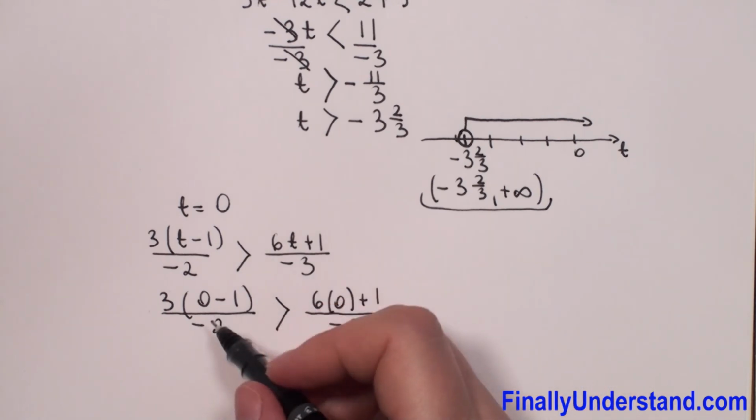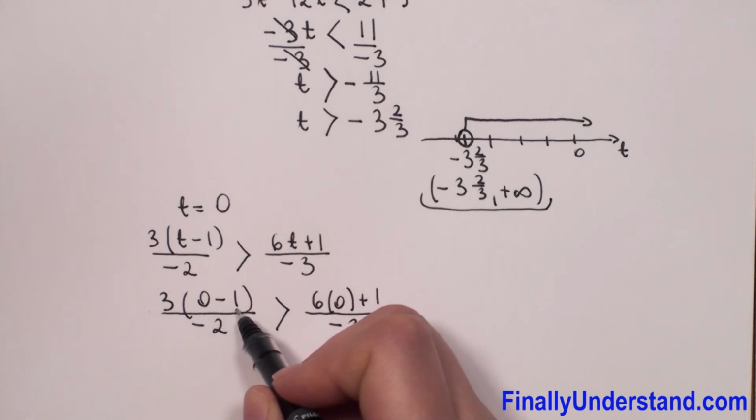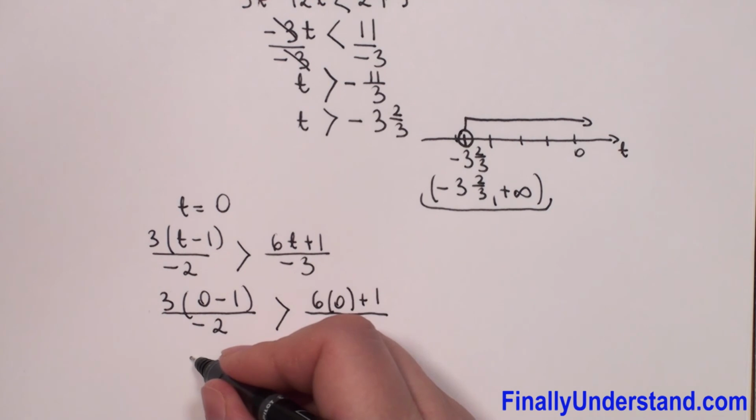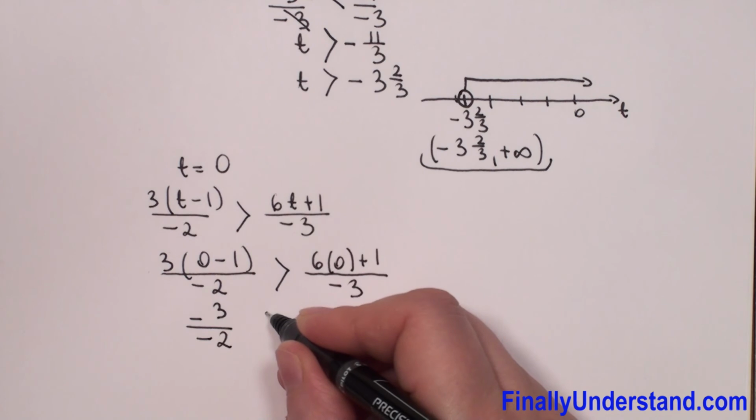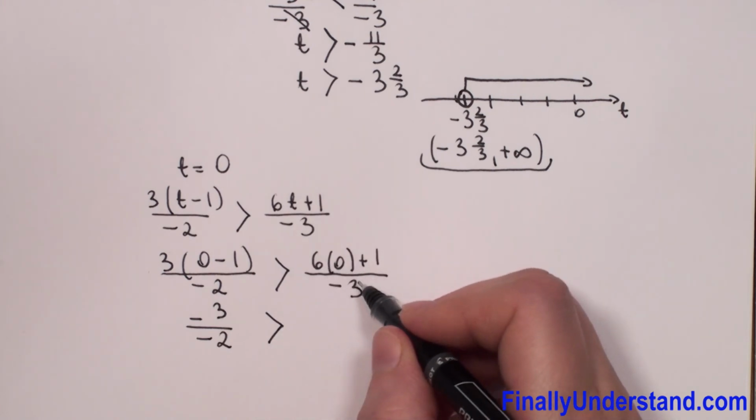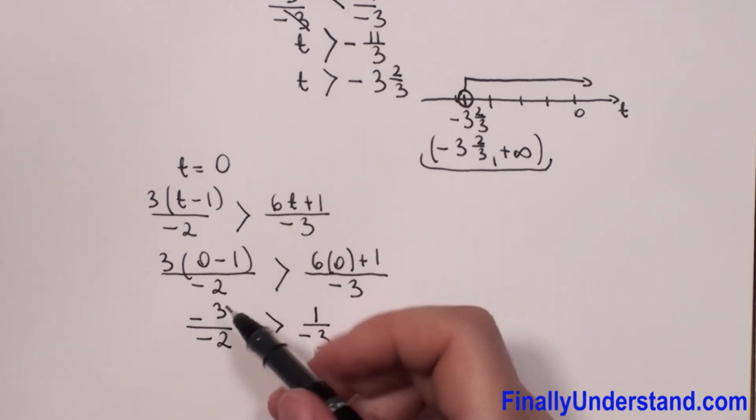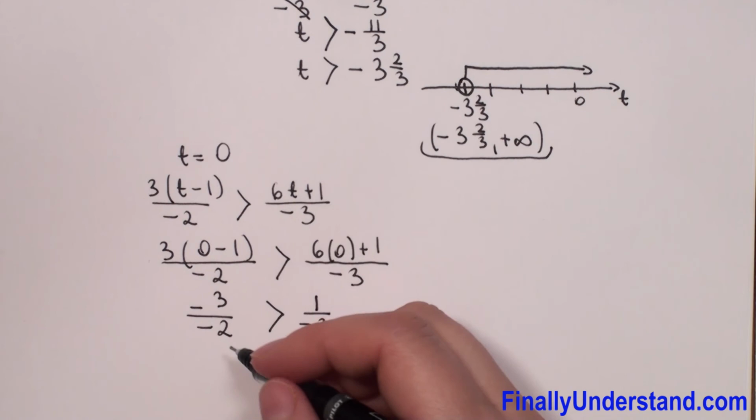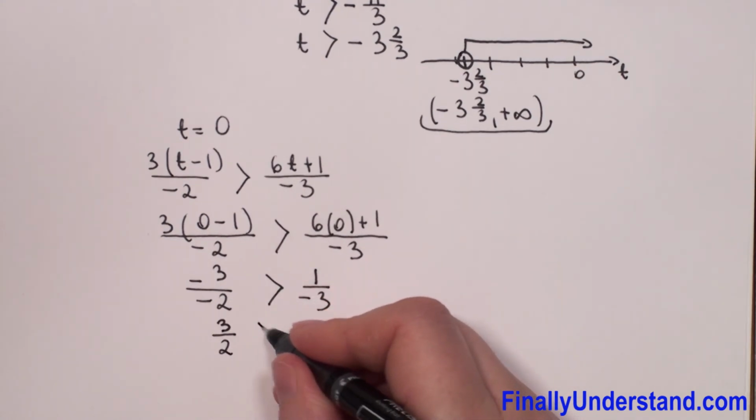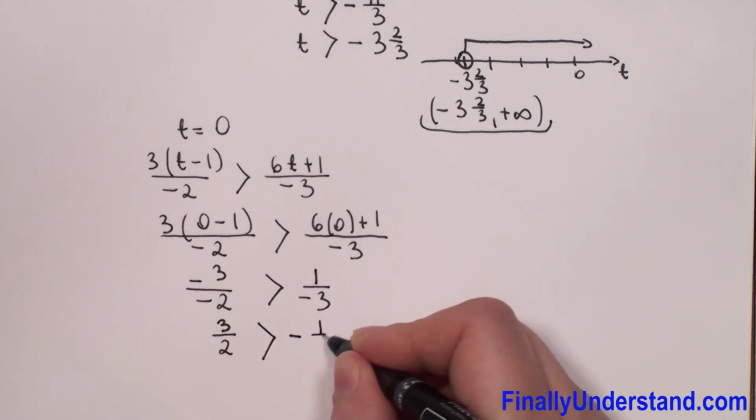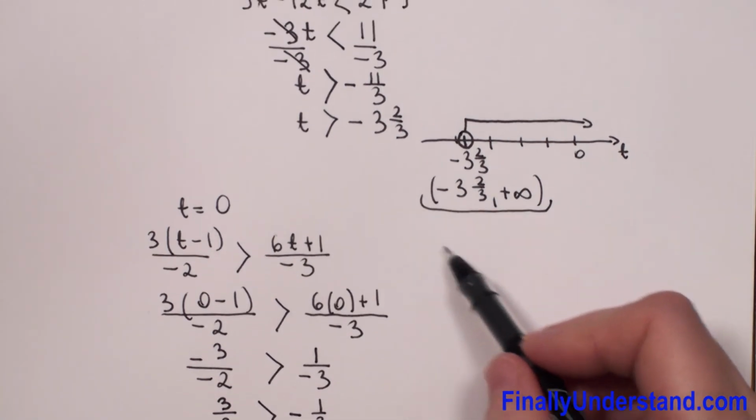So I have 3 times (0 minus 1) over negative 2 is greater than (6 times 0 plus 1) over negative 3. So we have 3 times (0 minus 1) is negative 1. 3 times negative 1 is negative 3 over negative 2 is greater than 6 times 0 is 0. So I have 1 over negative 3. Negative and negative will give me positive, so I have 3 over 2 is greater than negative 1/3. This inequality is true, it means our solution is correct.